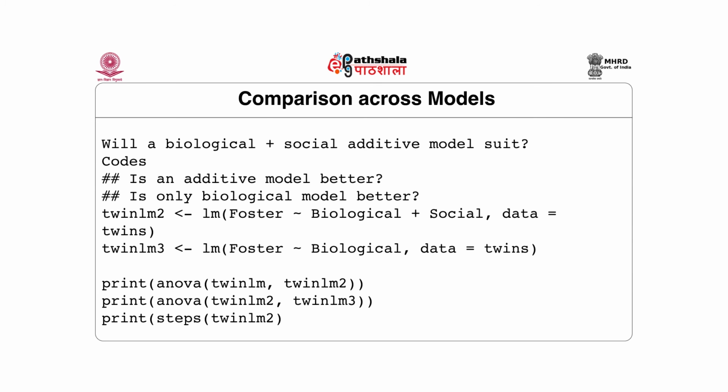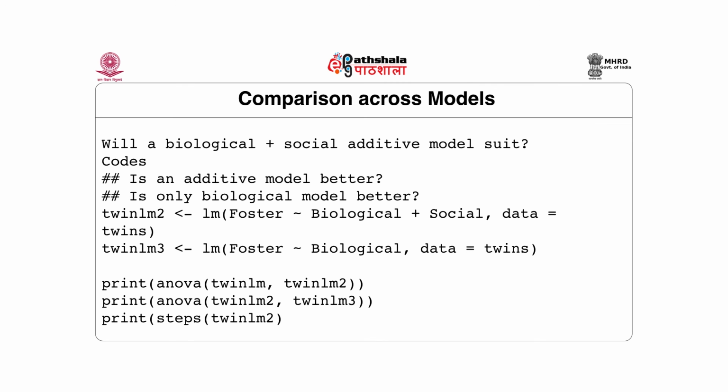So then, if we put them together, this is the code that we do, right? We took the twin LM2 with biological plus social, which is an additive model. And the third model is where we only put the biological. Is the biological model alone better? Is the biological plus social model better? Is the additive model better than the biological model alone?